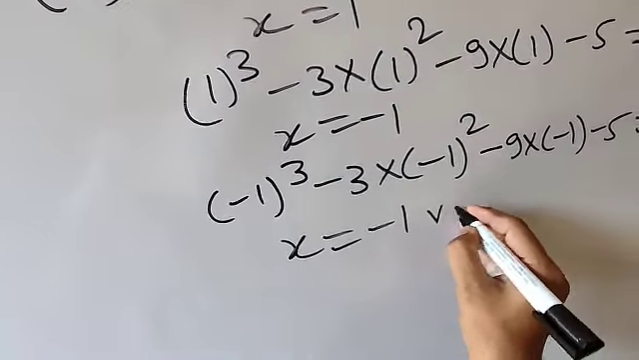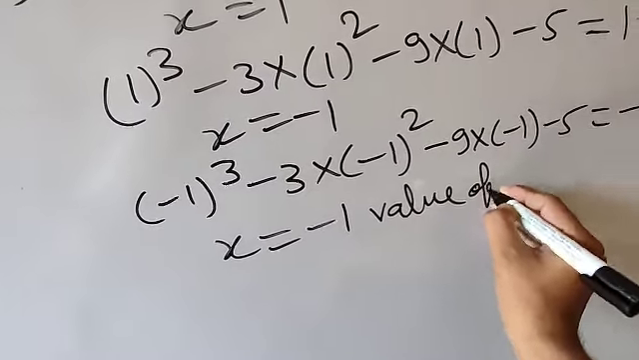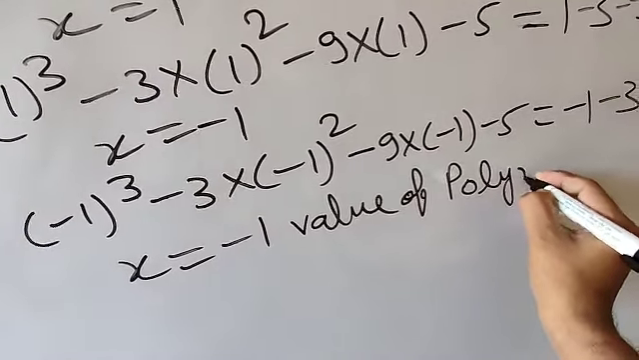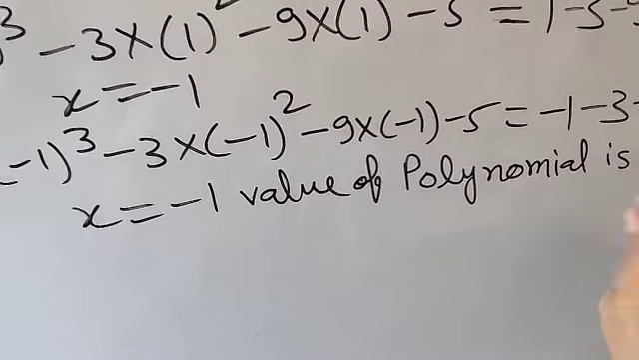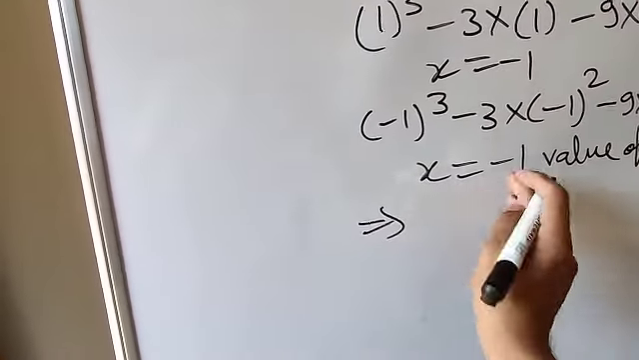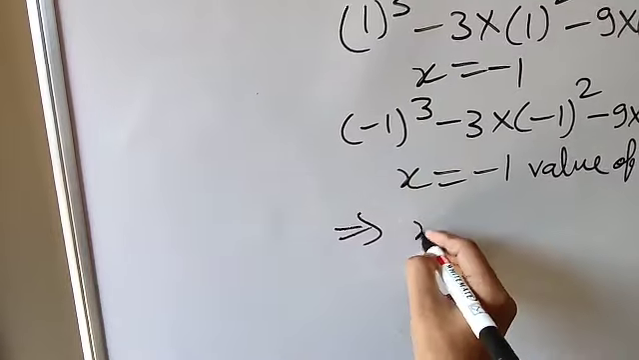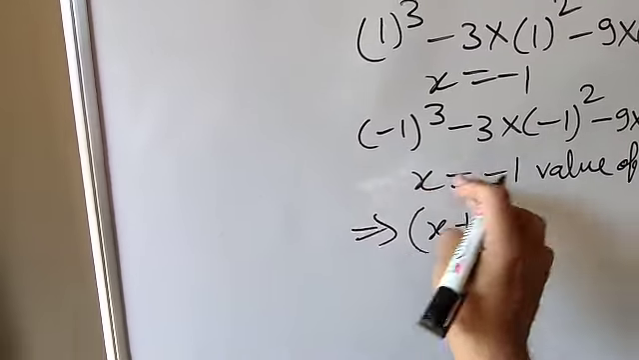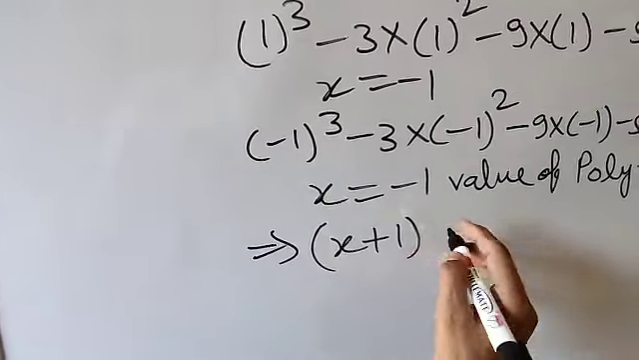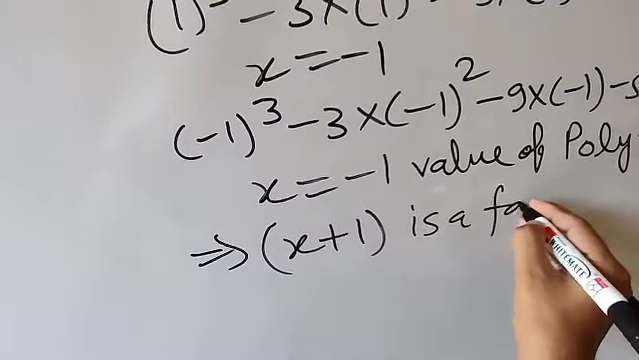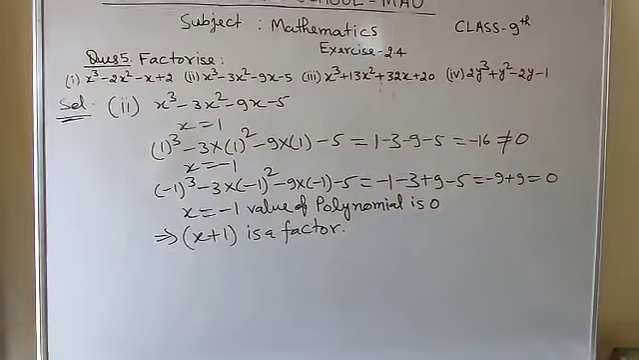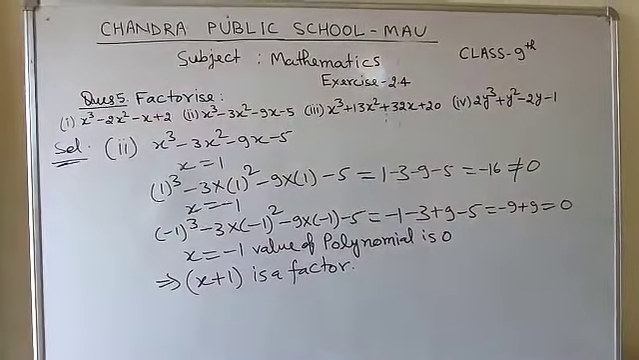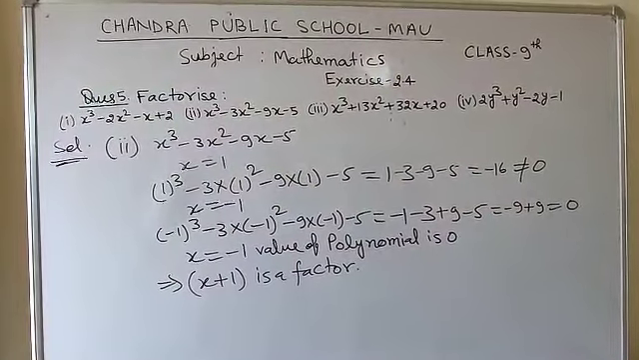value of polynomial is 0. It shows that if you transfer minus 1 to this side, then it will be x plus 1. Minus 1 will be transferred to that side, then x plus 1 is a factor. Then you can say that x plus 1 is a factor. So here by putting the value you got one of the factors, that is x plus 1.